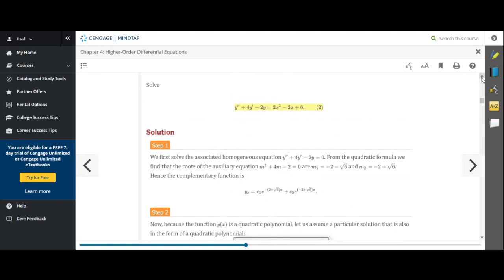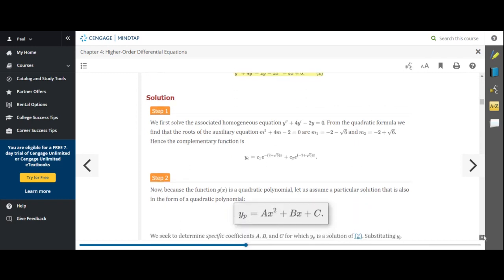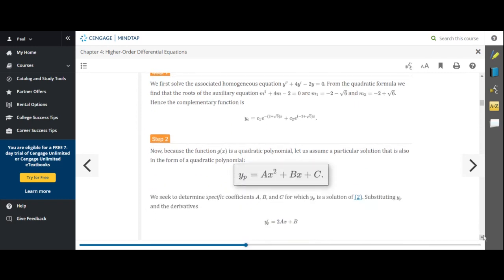The right-hand side of the differential equation determines your guess. Like I said, in this case, the right-hand side was 2x squared minus 3x plus 6. So the guess for the particular solution is going to be ax squared plus bx plus c.